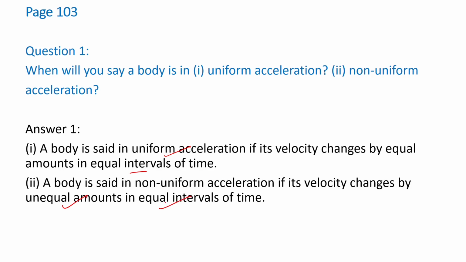So we can also say equal changes of velocity in unequal intervals of time. There are two things, one is the velocity change and the second one is time. If both are equal, then it is uniform acceleration, and if any one of them is not equal, then it will be the non-uniform acceleration.